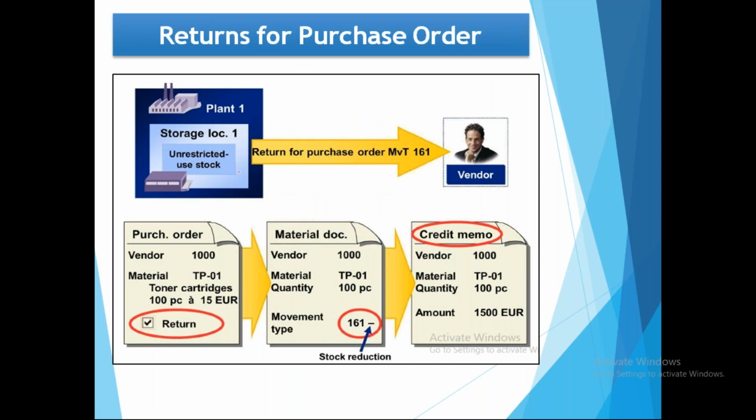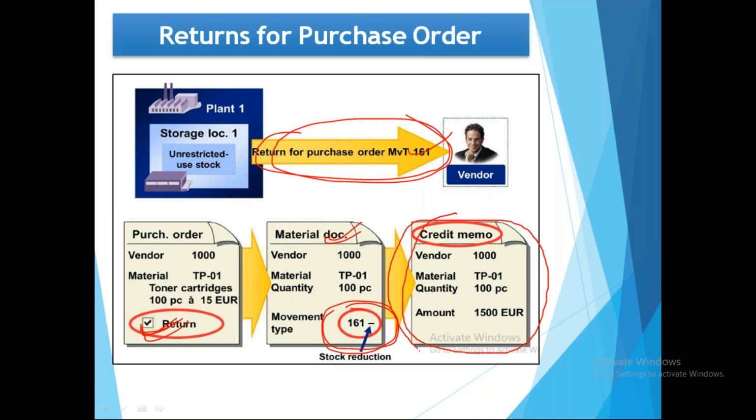Whenever you create a returns purchase order, in the purchase order item, you will mark that item as a return. You will activate this checkbox. Automatically, when you activate this return checkbox, the system will assign movement type 161. Return purchase order, movement type is 161. And automatically the stock will get reduced for that material. And the vendor will make you some payment, which is called a credit memo. So we will see this in the system.